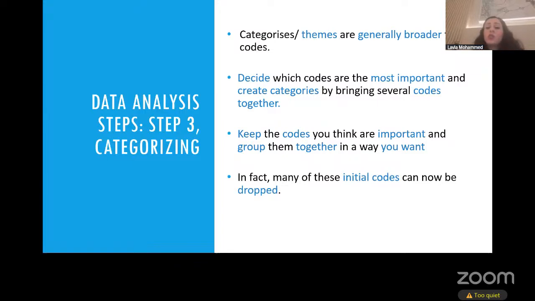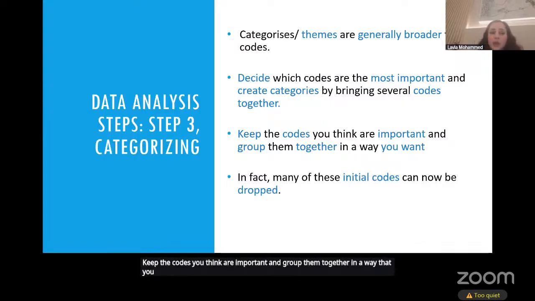So you decide which codes are the most important, and then we start to categorize them. Bring several codes together. Keep the codes you think are important and group them together in the way that you want. In fact, many of the initial codes that you've originally generated will now be dropped, okay? Because what we're trying to do here is make our data more manageable.